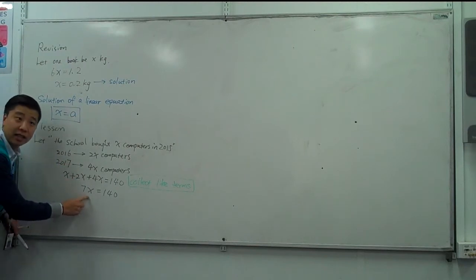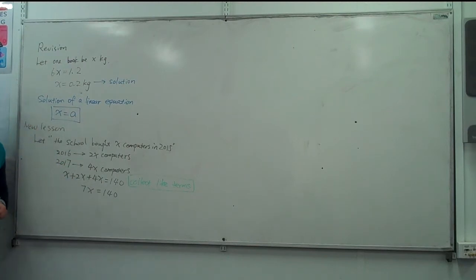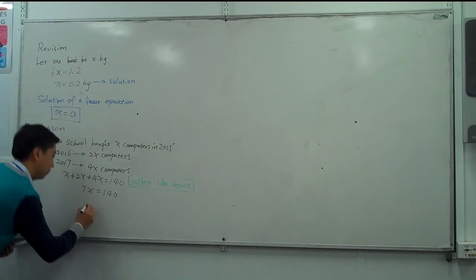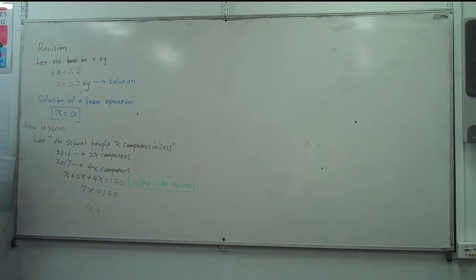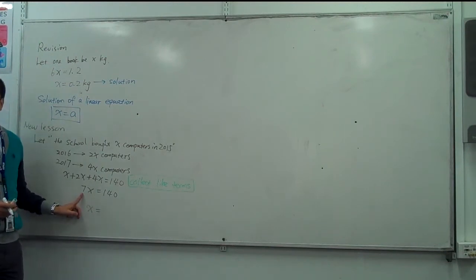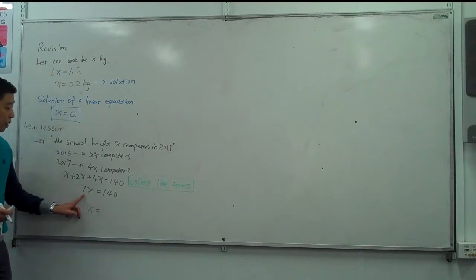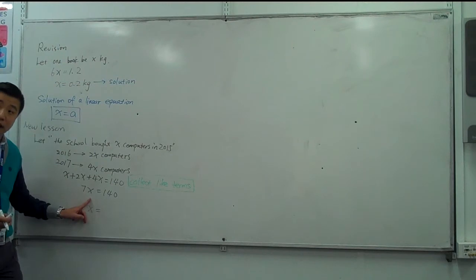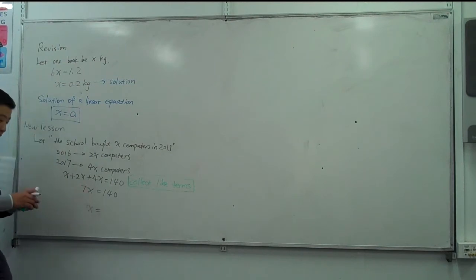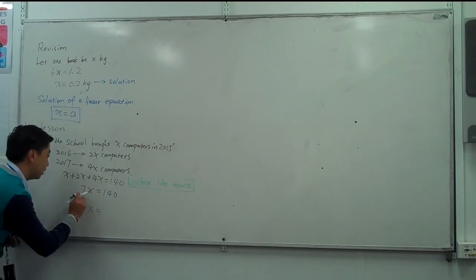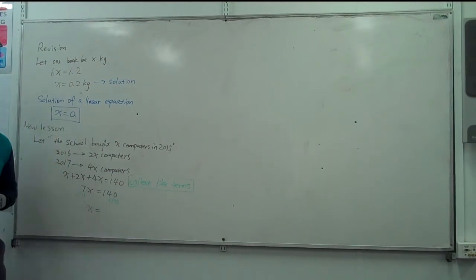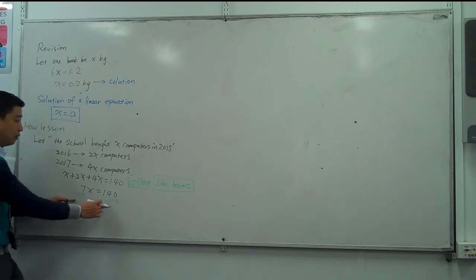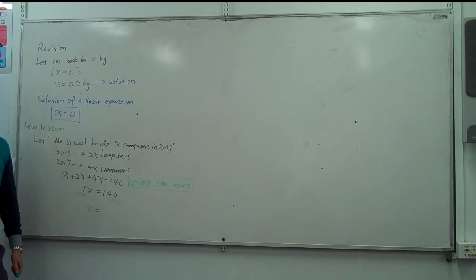Now you have 7x equals 140. How can I find x? Divide. I have to remove the 7. How can I remove that? I do division. Good. Because 7x means 7 times x, and I want to get rid of 7, I have to divide by 7 here. And also I have to divide by 7 on this side. Is that correct? On both sides, I divide by the same number. The equation remains the same.